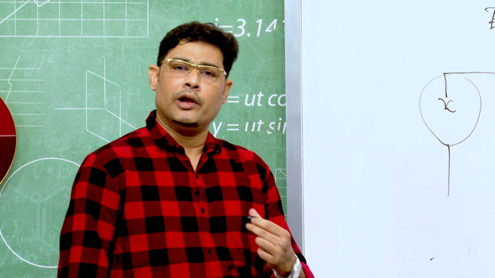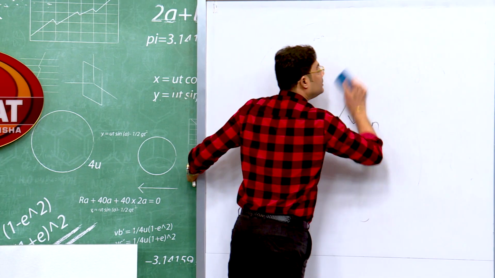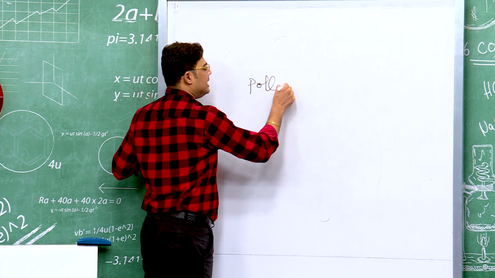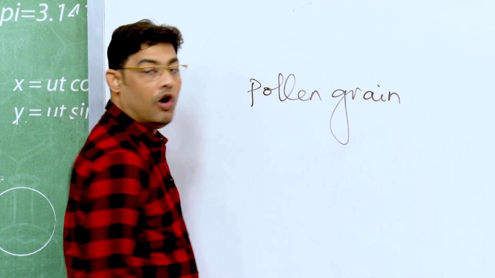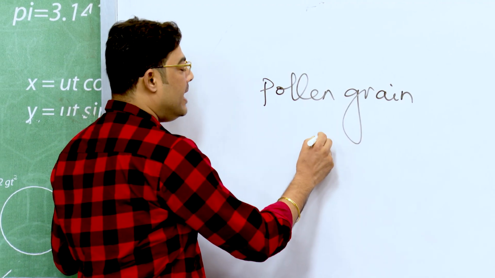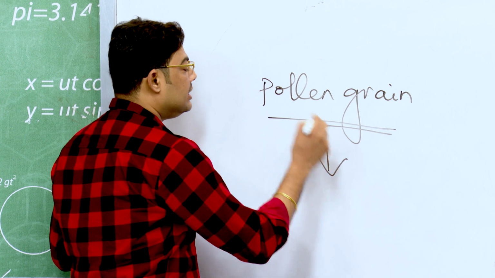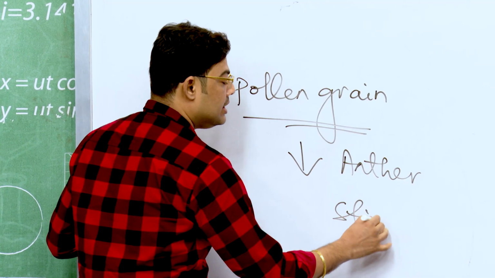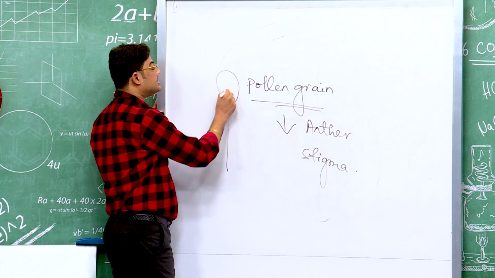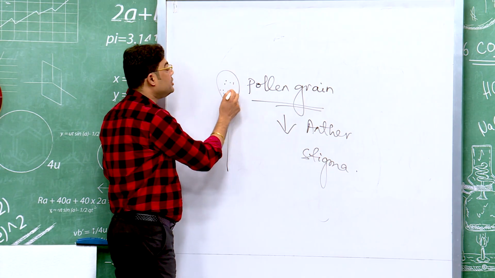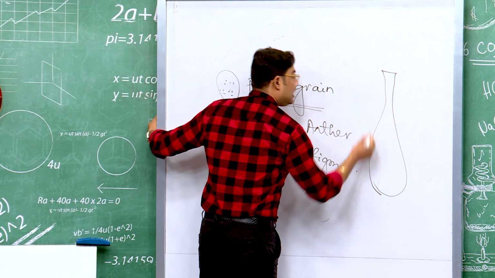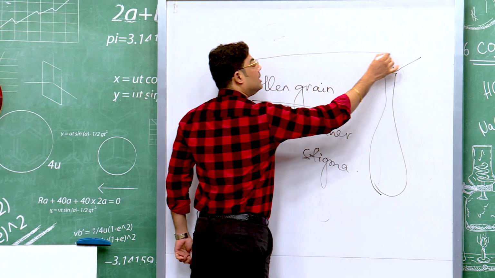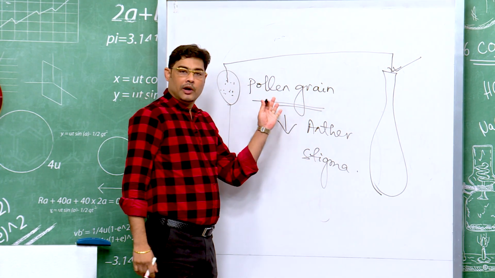So, let us see what pollination is exactly. It means the transfer of pollen grains, or the microspores which bear the male gamete, from the anther part to the stigma part. Now, this is the male part, this is the anther, inside which the pollen grains are produced. This is the female part, and this is the receptive organ, the stigma. So, the pollen grains are transferred from this anther to the stigma. That is what pollination is.